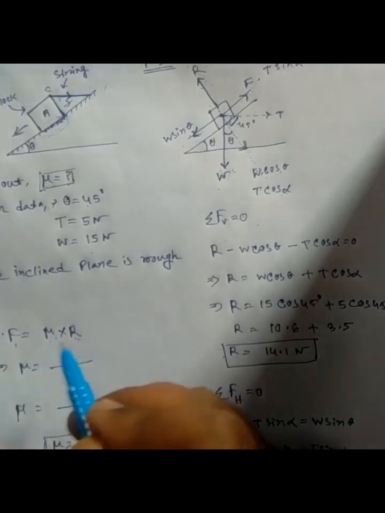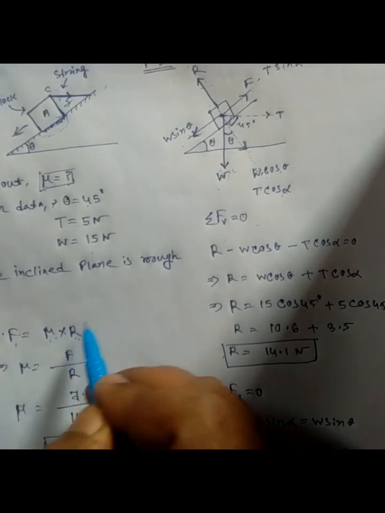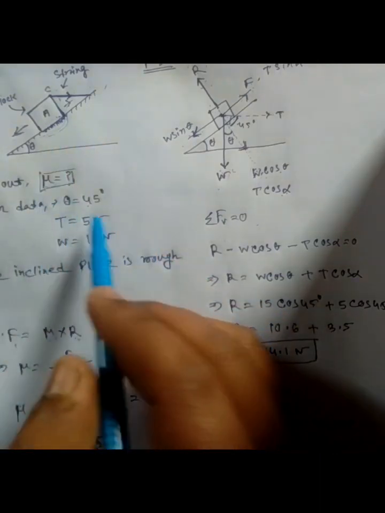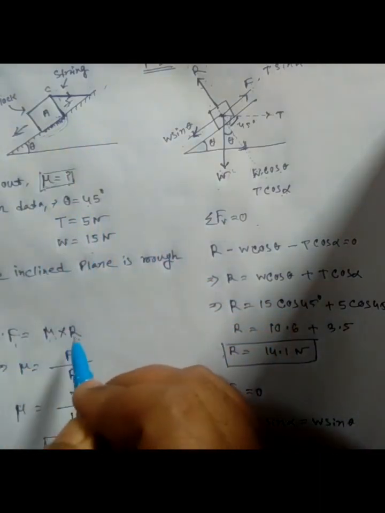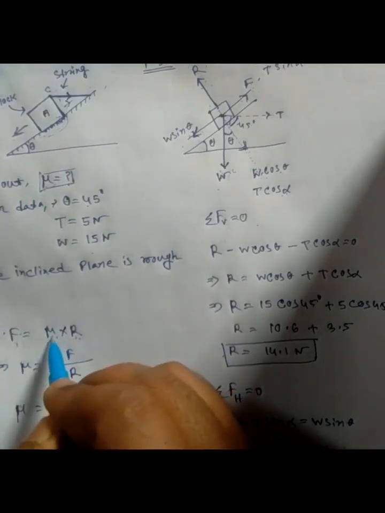But we know only the value of the R and F. But in these equations, the values of R and F are never given. So firstly find out the value of R, second find out the value of the frictional force, then find out the value of the mu.